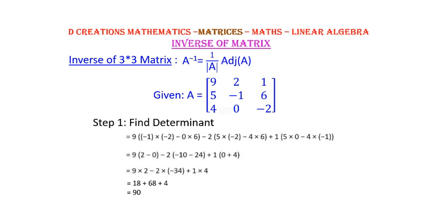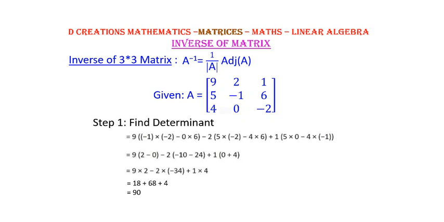Recall the concept. Take the first row, first element, first column, first row. So it is 9. And then minus 1 into minus 2, minus 6 into 0. You can see it here. Minus this term, 2 into 5 into minus 2, minus 4 into 6. You can see it here. Plus this term, 1 into 5 into 0, minus 4 into minus 1.